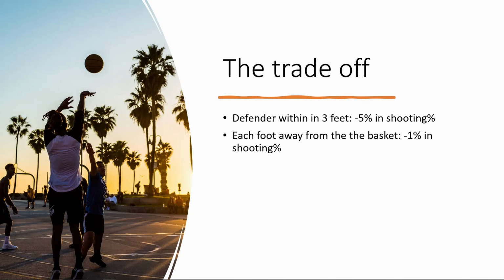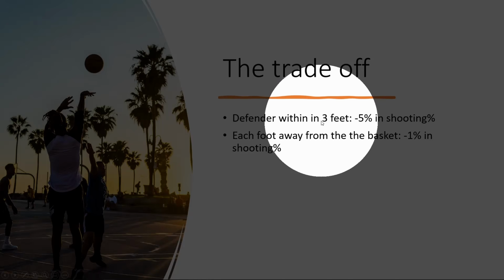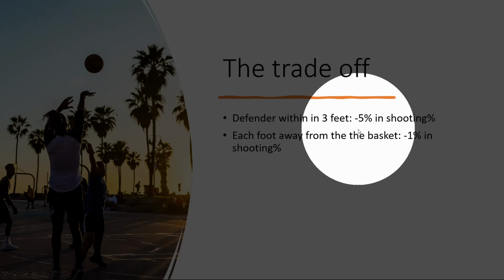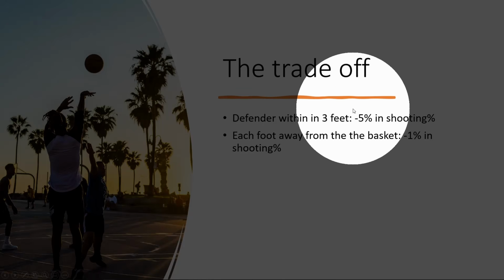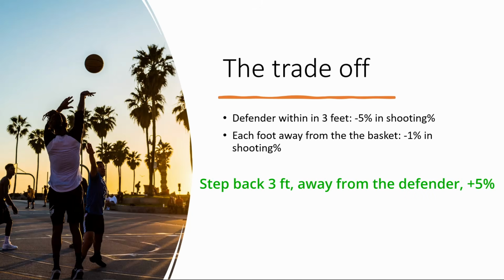Let's say when James Harden's defender is within 3 feet, his shooting percentage drops by 5%. Let's say it goes from 60% to 55% when the defender is within 3 feet. So by stepping back to stay away from the defender, James Harden would gain 5% in shooting percentage.